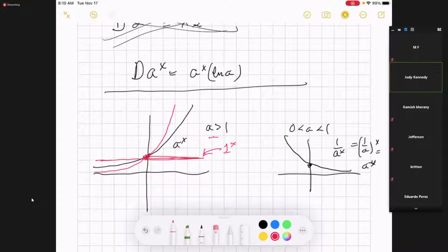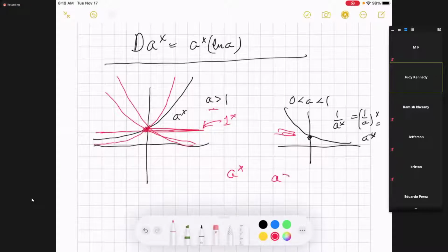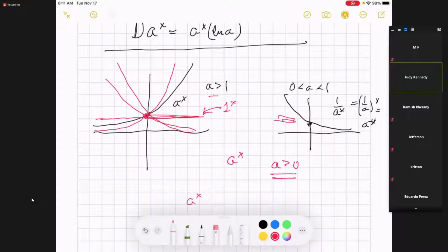But once the curves go through the value of 1 and become values less than 1, the curves look like that one. They start being this kind of thing. So there's a whole family of functions, a to the x, as long as a is positive, and a is not equal to 1, since that's a constant function.